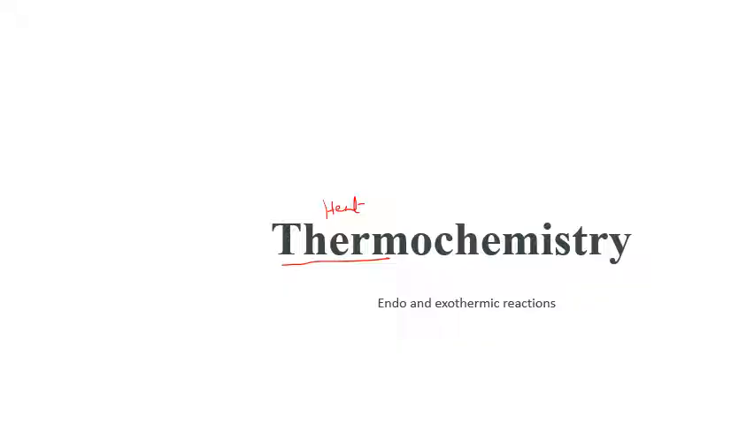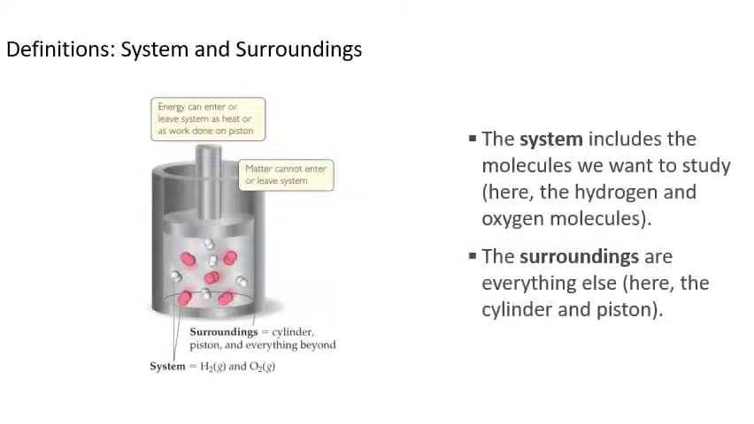Okay, so before I move on to endothermic and exothermic reaction, let me introduce some vocabulary that will be used in this chapter. Okay, so the first one is system. The system includes the molecule we want to study. So here in this particular example, you can see hydrogen and oxygen. We call that as system. And the surroundings are everything other than the system. So here we can see the cylinder and the piston. These are the surroundings.